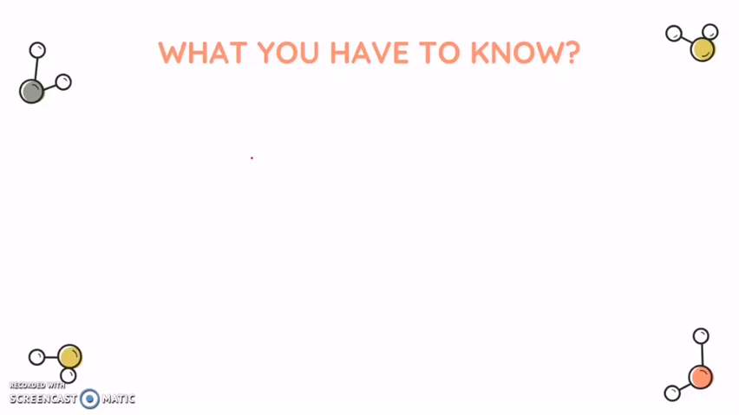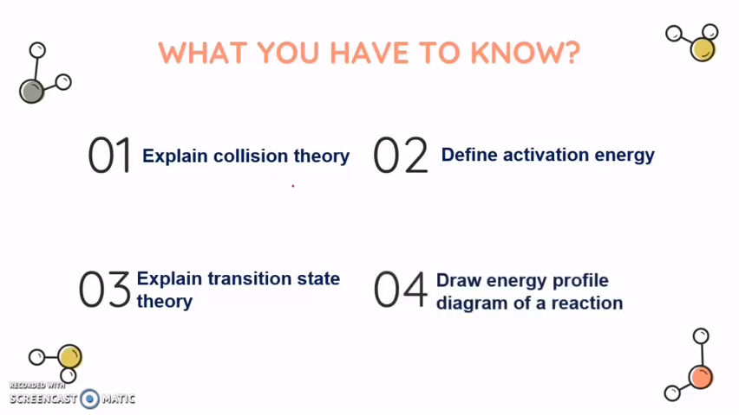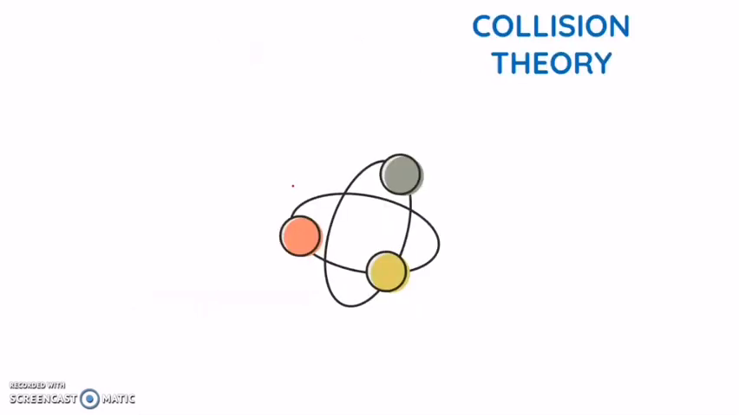In this subtopic, what you have to know is, first, you have to know how to explain the collision theory. The second one, you have to define activation energy. The third one, you have to explain the transition state theory. And finally, you have to know how to draw an energy profile diagram of a reaction. Let's start with collision theory.